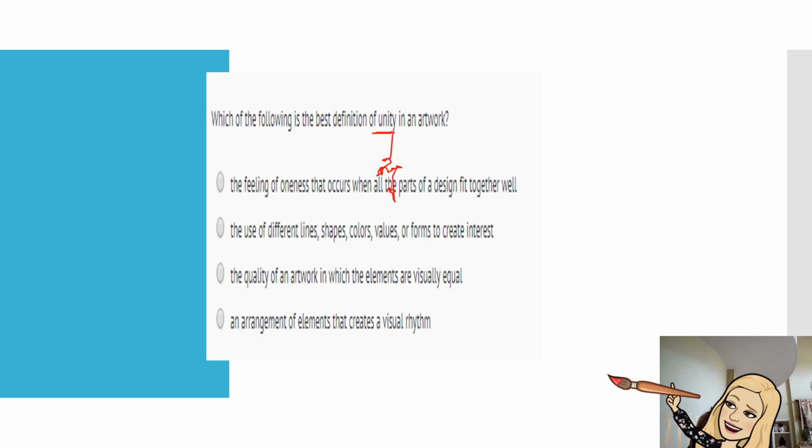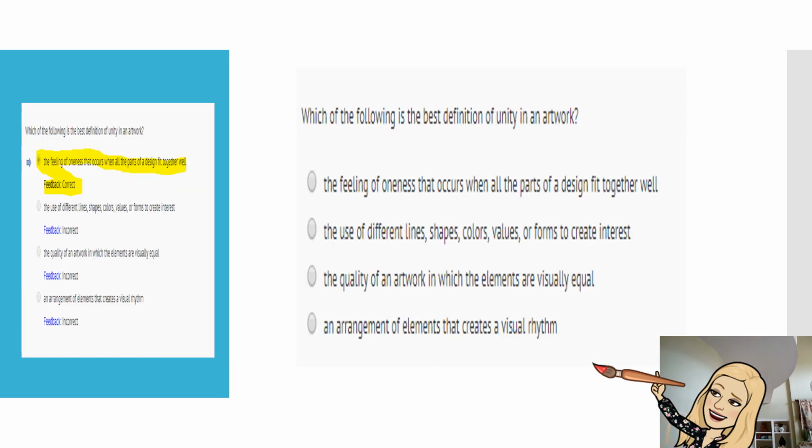Unity. Ooh, that went all over the place. Here we go. Okay, so the best definition was the feeling of oneness that occurs when all the parts of a design fit well together. When you think about the definition of unity, it is the feeling of oneness, is it not? So that was the best answer for this question. Let's keep going.